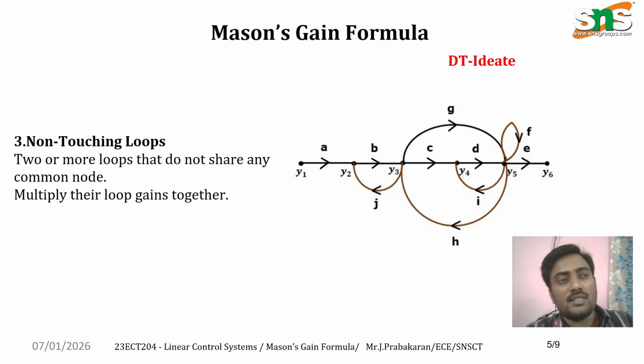The third thing is non-touching loops. We have already discussed it in the previous video. When two or more loops do not share any common node, they are called non-touching loops. To calculate their combined effect, we multiply their loop gains.